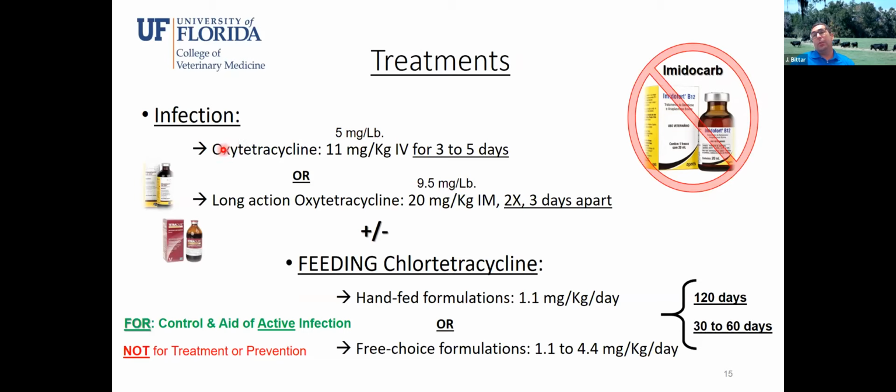And we can use the tetracyclines or oxytetracyclines. If they are regular ones or long-acting, then you just need to use the manufacturer's recommended dose. But usually you're going to treat for 3 to 5 days. And if it's long-acting, you can use it twice, 3 days apart. So you're going to handle the cattle less with the long-acting. These are injectable ones, intramuscular or in the vein, intravenous.